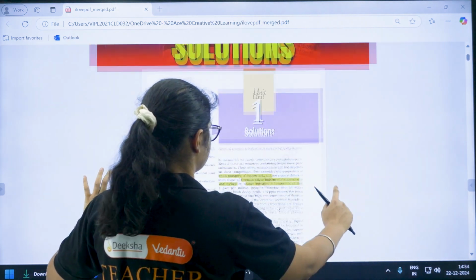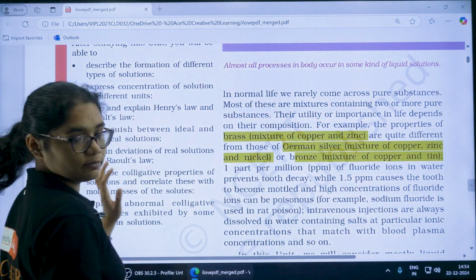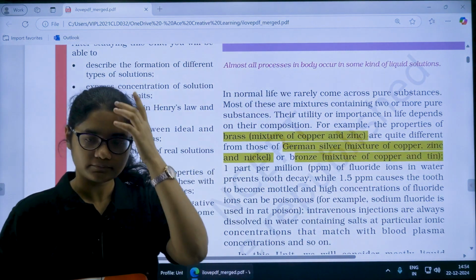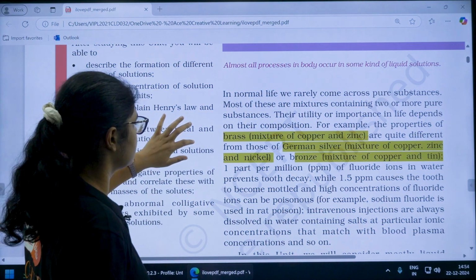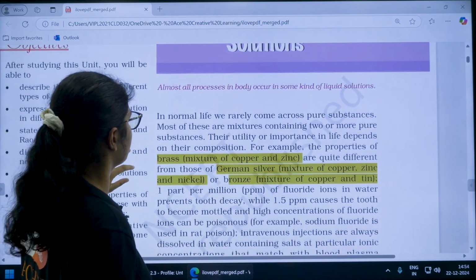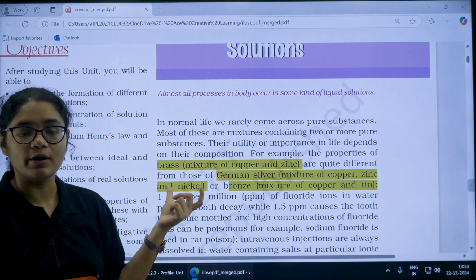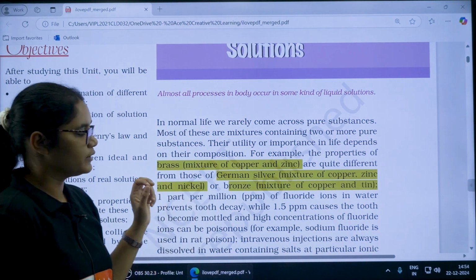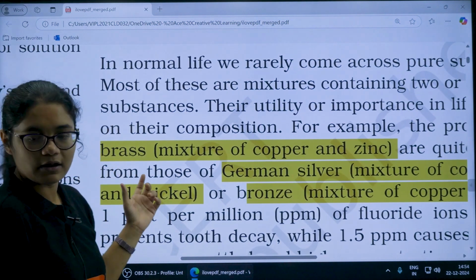The first thing, let me zoom in on this one. I hope this is visible to all of you. Now the first part that you should remember is in the introduction, where certain alloys are given to you. Let me zoom in more. I think now it is visible.